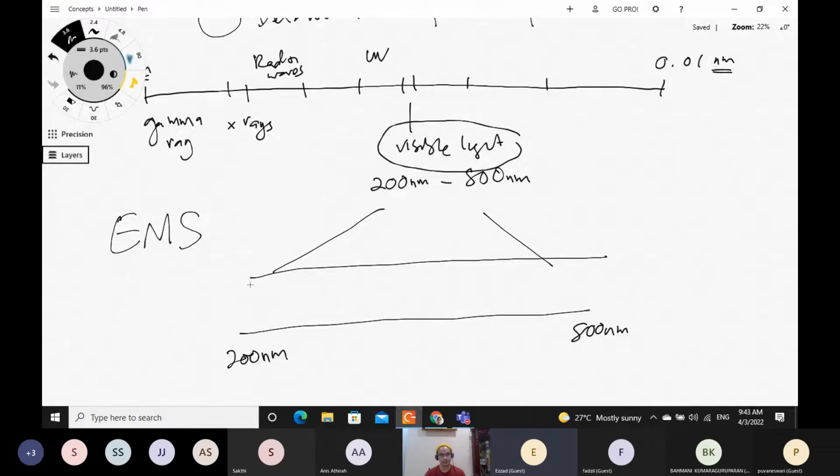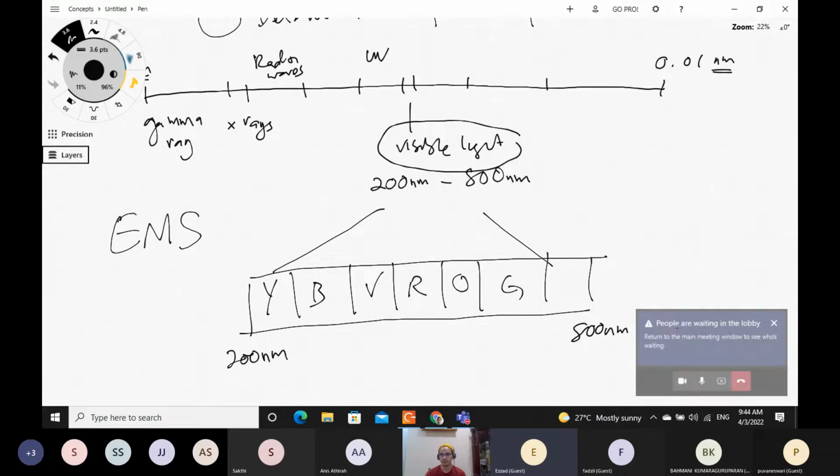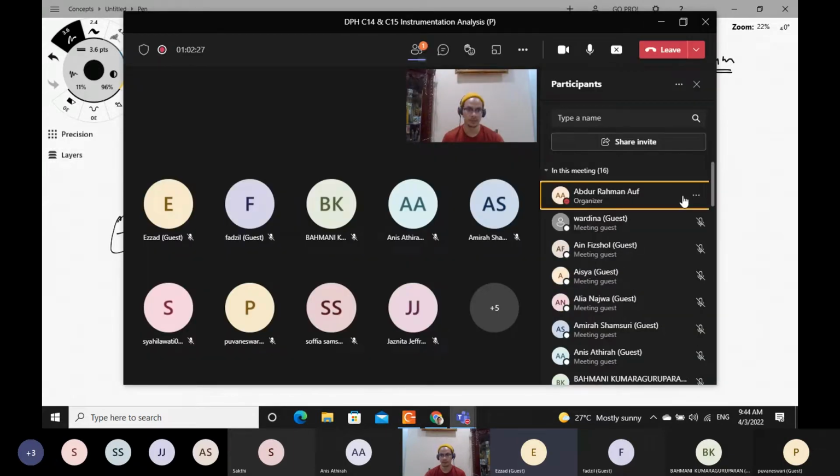Okay, so these colors contohnya, saya tak ingat warna pelangi dia punya susunan macam mana. Just katakanlah this is the red. Okay, katakanlah ada warna yellow, blue, violet, red, orange. I forgot the rest. Ada green. Apa lagi satu? Saya tak ingat. Minit-minit ada orang dalam lobby.